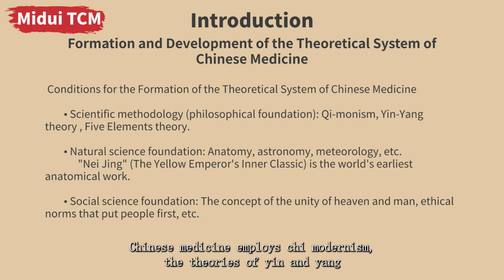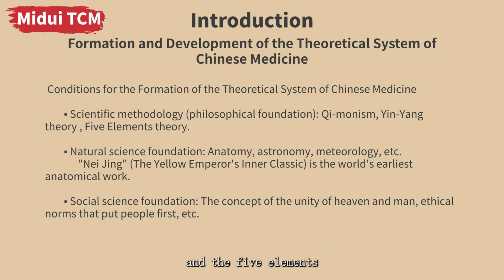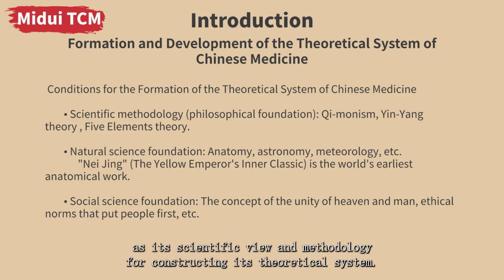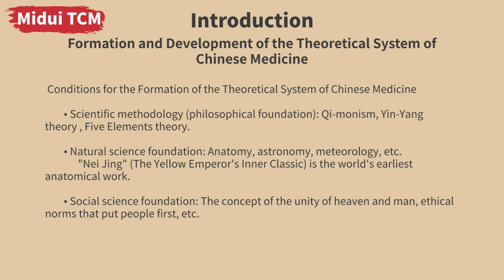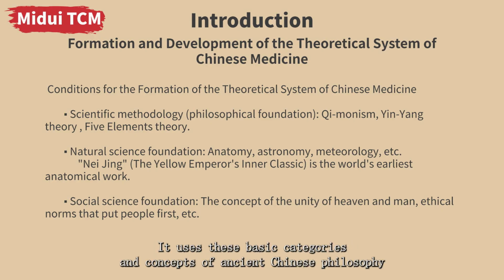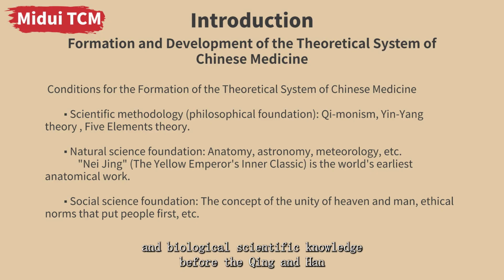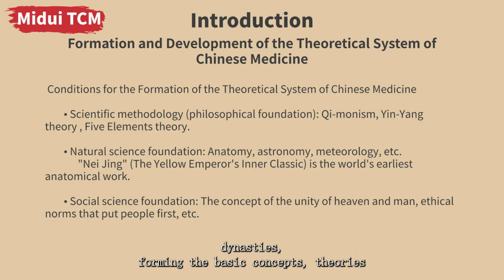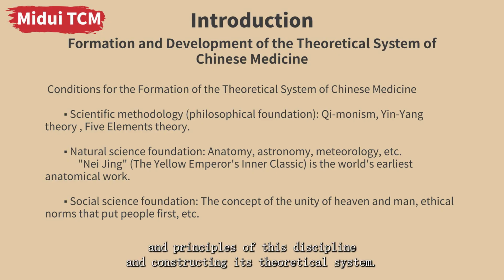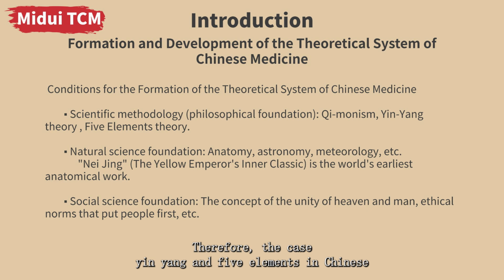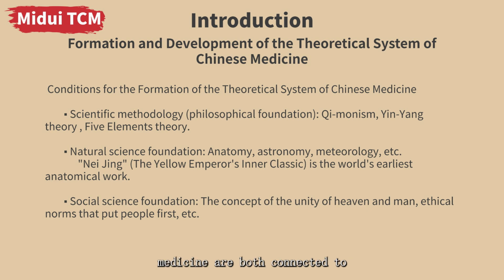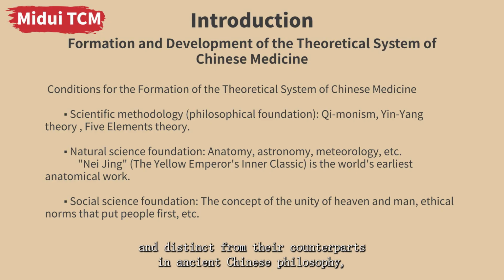Chinese medicine employs Qi monism, the theories of yin and yang, and the five elements as its scientific view and methodology for constructing its theoretical system. It uses these basic categories and concepts of ancient Chinese philosophy to summarize the long-accumulated medical practical experience and biological scientific knowledge before the Qin and Han dynasties, forming the basic concepts, theories, and principles of this discipline and constructing its theoretical system. Therefore, the Qi, Yin, Yang, and five elements in Chinese medicine are both connected to and distinct from their counterparts in ancient Chinese philosophy.